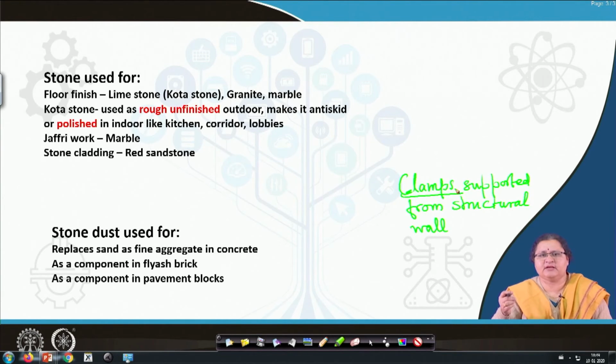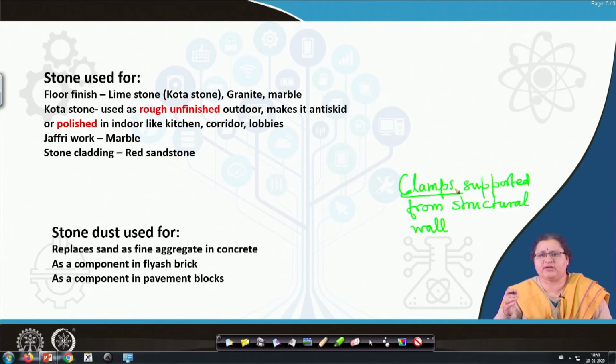So, ultimately stone dust is used as a replacement of sand. Sometimes artificial stone is also made by putting a good percentage of stone dust in the mixture, and it gives a stone like finish. So, that is also artificial stone. So, these are the particular uses of stone other than using it as a structural wall.